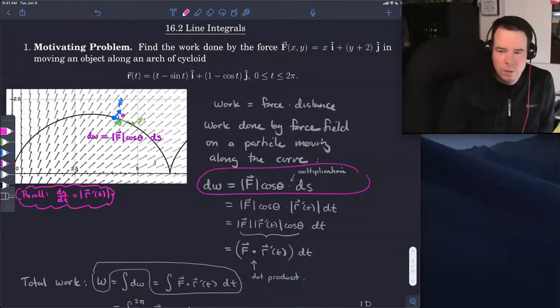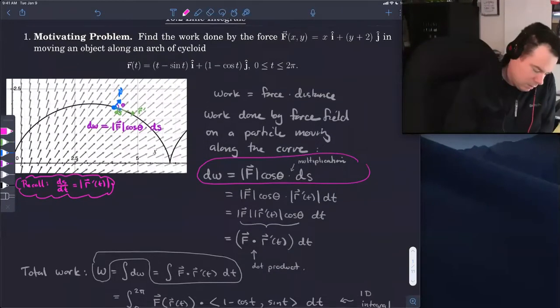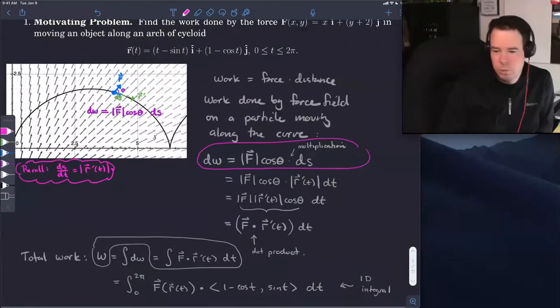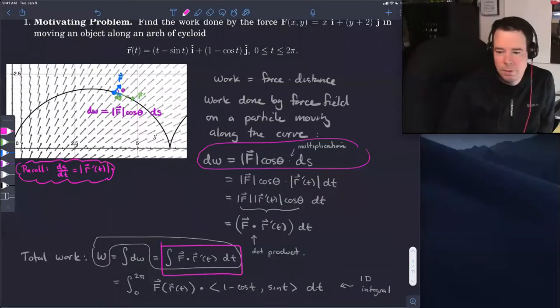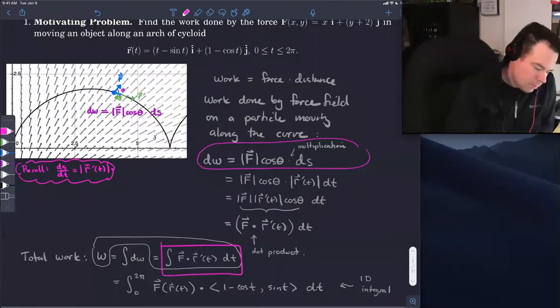And if we do that for one little segment of the path, and then we add up over all of the segments and let the segment lengths go to 0, that turns into an integral. And that gives us this integral for the total work, which we found down below. And it's this integral, which is sort of in its general form, the integral of the vector field dot the tangent vector for the path, integration with respect to t. That's the kind of integral we're looking at in this section.